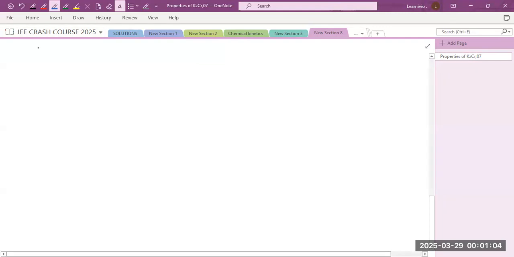So let's see the second compound here, potassium permanganate. What is the formula of potassium permanganate? KMnO4. Okay. Now let's see first the preparation.